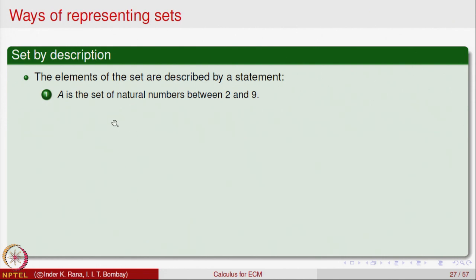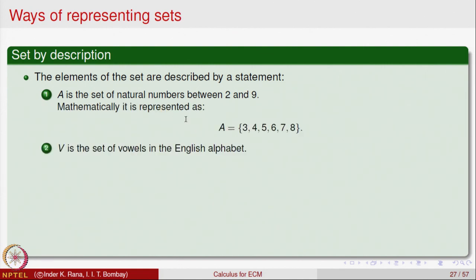Let us consider the set A, the set of all natural numbers between 2 and 9. So, what are all the natural numbers between 2 and 9? 3, 4, 5, 6, 7, 8. So, we have listed all of them. So, we write A equal to, within the brackets, opening bracket, closing bracket, 3, 4, 5, 6, 7, 8, and so we have described all the elements. So, this is a set.